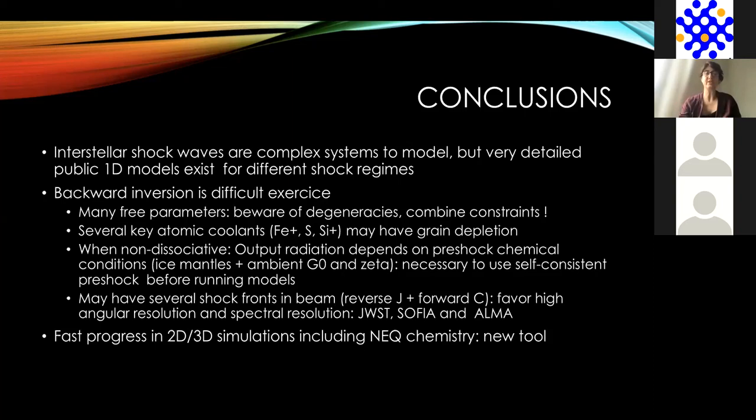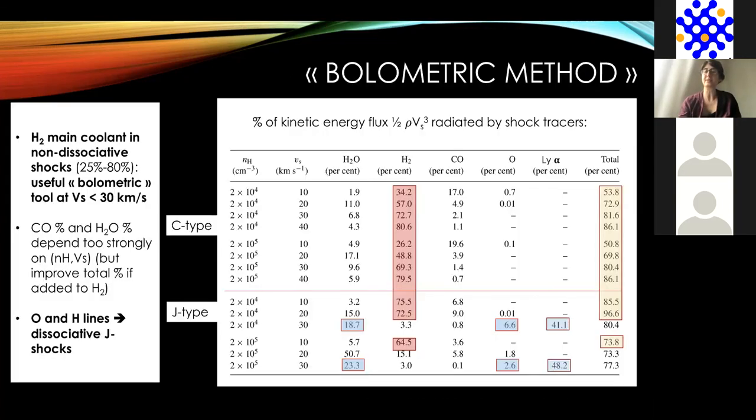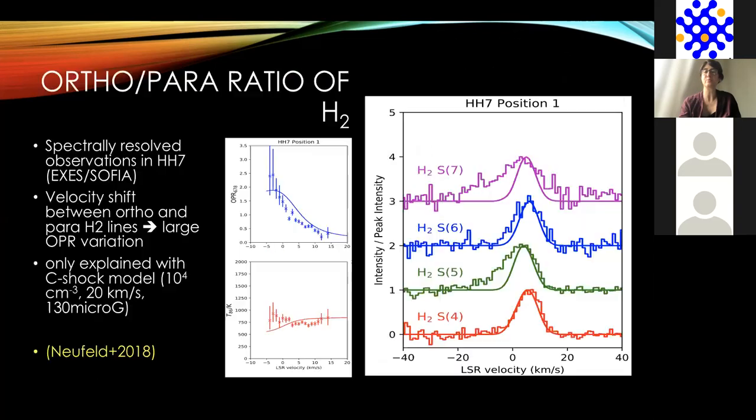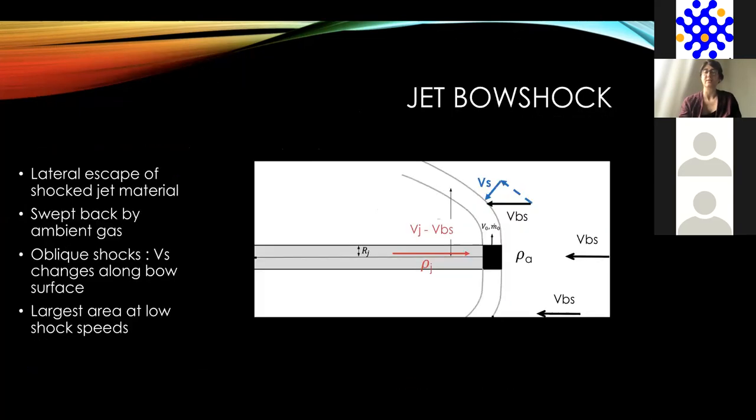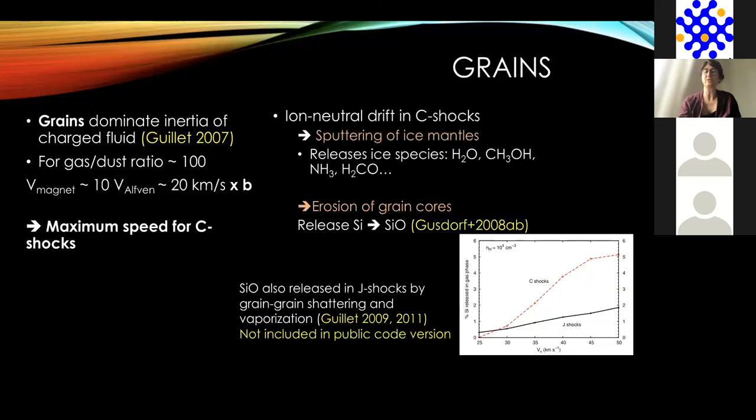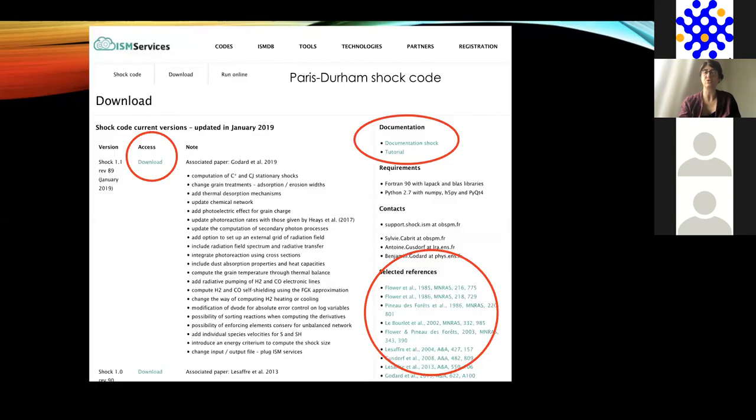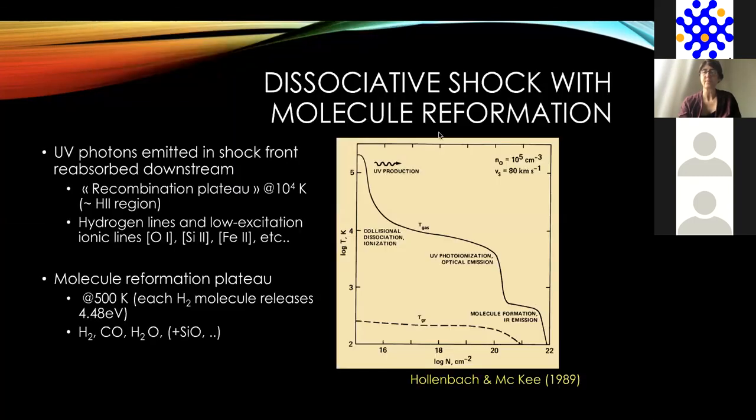Okay, so it depends on the shock speed that you have. As I said, there is the limitation of this. In principle, yes, if you are in the right regime. This code doesn't handle the radiation precursor and doesn't handle the far UV, the Lyman alpha transfer through the shockwave. So here, for example, in this dissociative shock, you see there is UV production here, and this is absorbed downstream in the gas. We don't have that in the Paris-Durham shock code. That's why we limit ourselves to below 30, 40 kilometers per second.